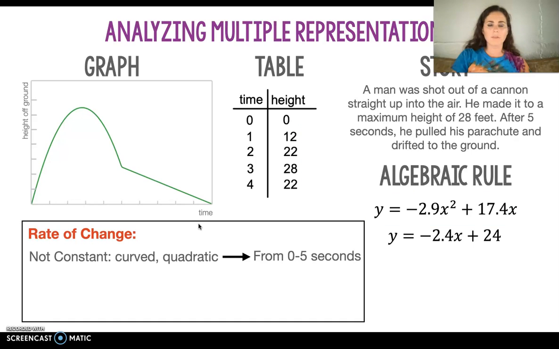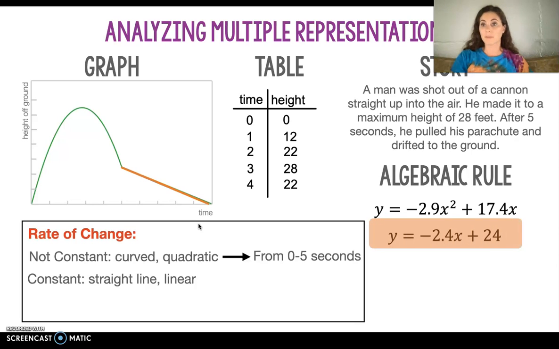So that means from 0 to 5 seconds. If I ask you, well, where is my rate of change constant? We're looking for straight lines and linear functions. I can see on the graph that's a straight line. So from 5 seconds to 10 seconds, I've got a constant rate of change. I can see from the function for that part of my graph, it's a linear function. So I know that is also a constant rate of change. The table doesn't give me any information past 4 seconds. So it doesn't really tell me much about the rate of change. The story, I can pull out some pieces of information and make assumptions, but without actually having some mathematical data to support my thinking, I don't necessarily know that there is or is not a constant rate of change.